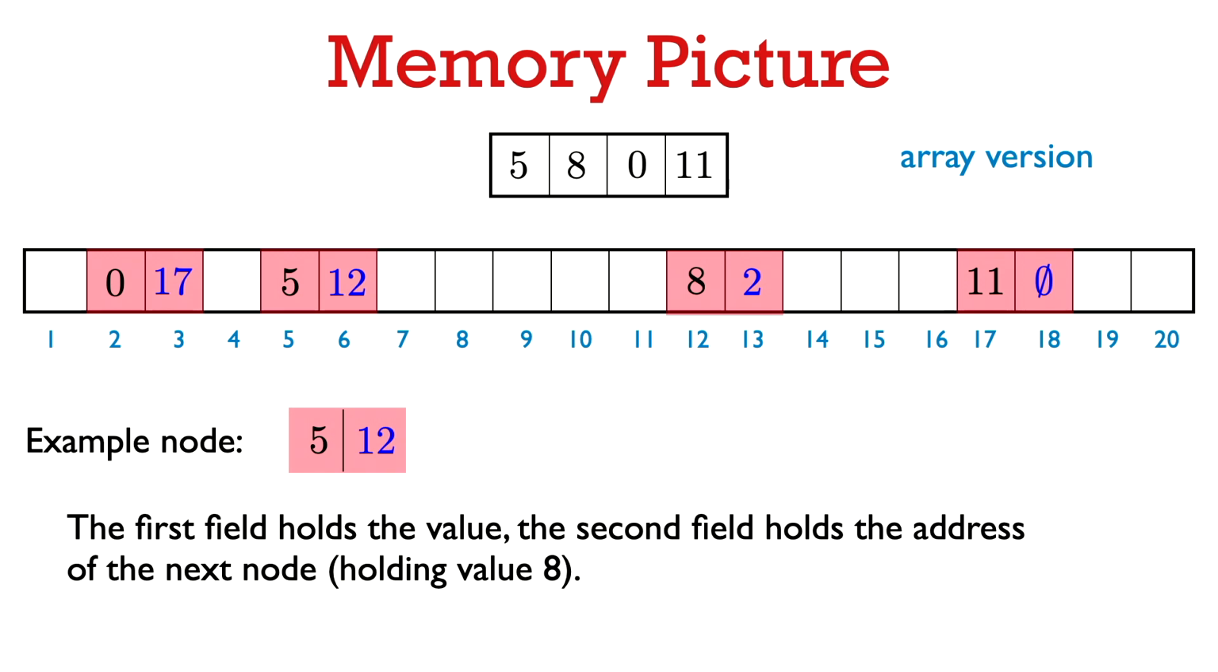The address in the second word of this node, the node holding the value 8, is 2. So then we can go and look at address 2, and there we find the data value 0, which is the next value in our list. And then we look at the second word of this node. It has the number 17. So 17 is the address of the next node in the list. When we go and look at address 17, we see the value 11.